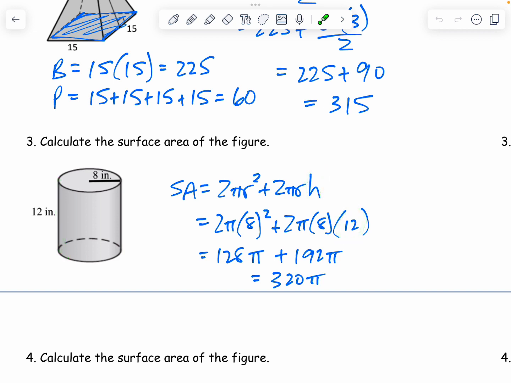Now how to type this in the calculator is the hardest part maybe, so we're gonna do 8 squared. We always do exponents first, and that's not 16, you guys. 8 times 8 is 64. Times 2 gives you 128. And then for this second half of the formula, you can do 2 times 8 times 12, which gives you 192. These both have pi's in them, so I'm going to just combine my like terms and get 320 pi, and please don't forget to put pi on your answer.